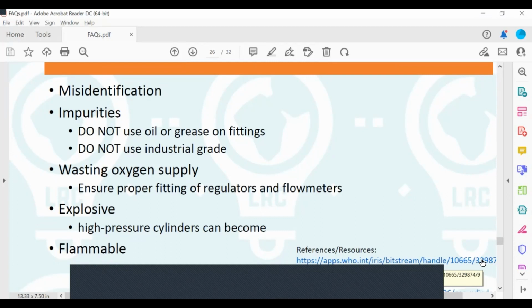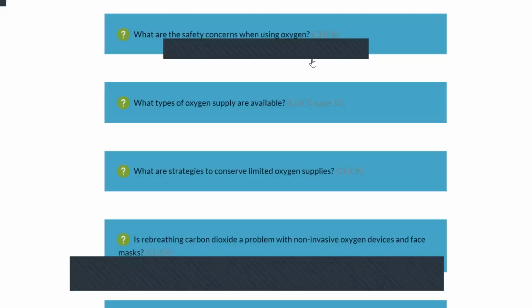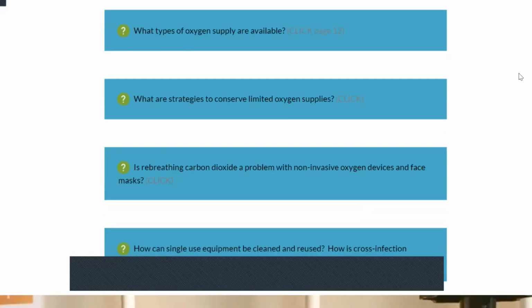I think that's very easy to understand. So good identification, don't waste oxygen, be careful about the risk of explosion and it being flammable. So the next question is about the supply of oxygen available.